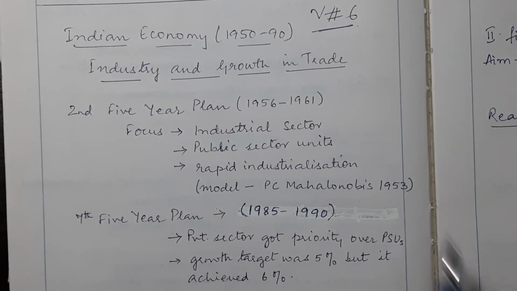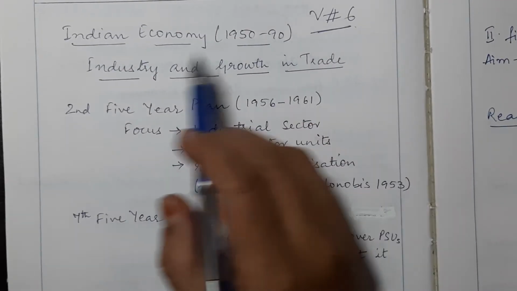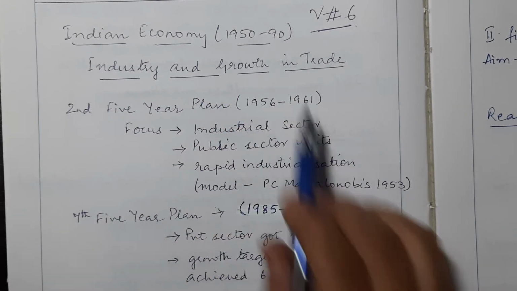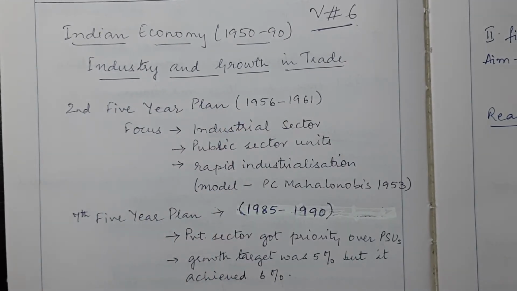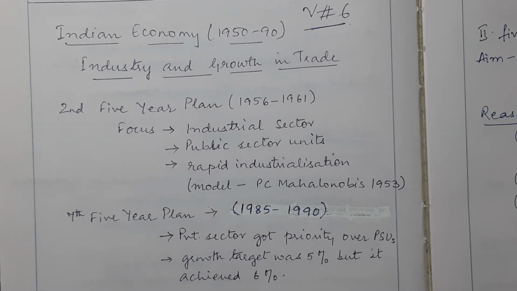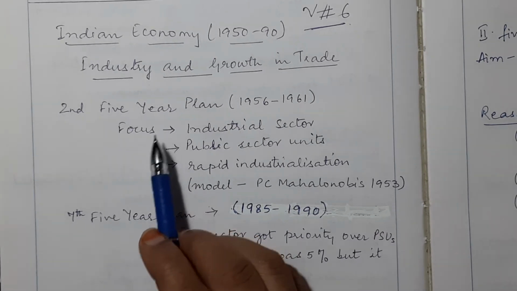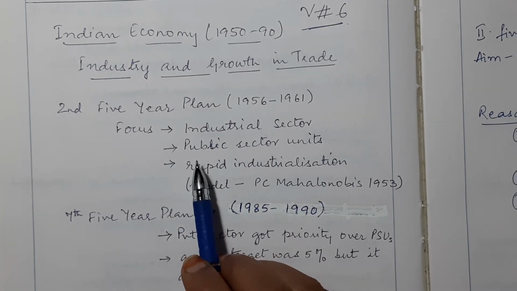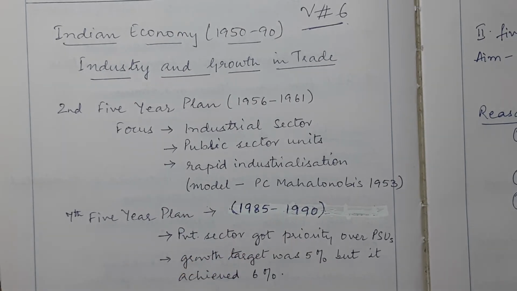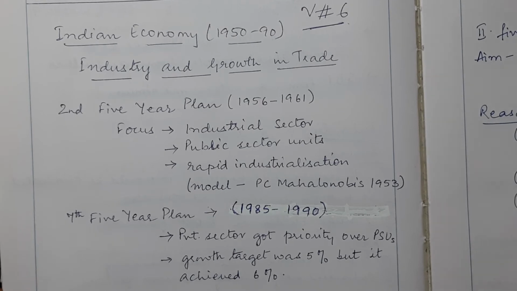In today's video number 6, under the Indian economy from 1950 to 1990, we are going to discuss industry and growth in trade. In the first 5-year plan, we learnt the importance that was given to the agricultural sector. Now, why are industries important?